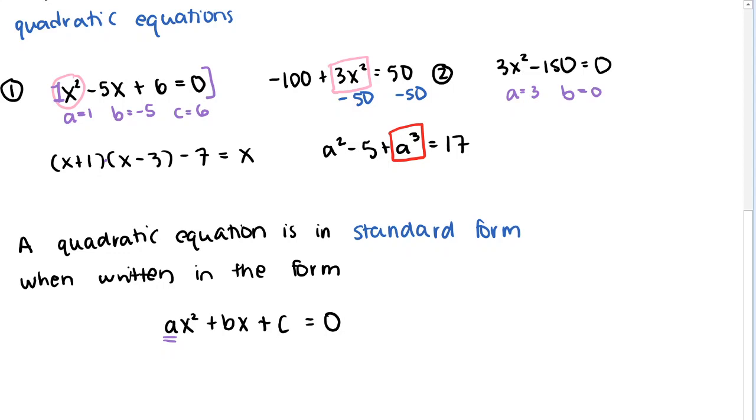Well, b would be equal to 0, right? This equation is really equivalent to 3x squared plus 0 times x minus 150 is equal to 0. And so the b term, the coefficient of our x term, it's as if it were 0 here. And then c would be negative 150.